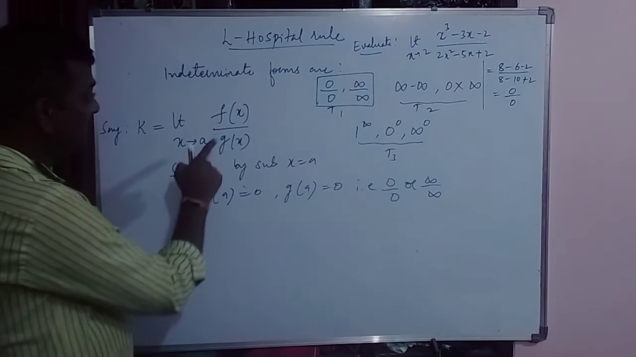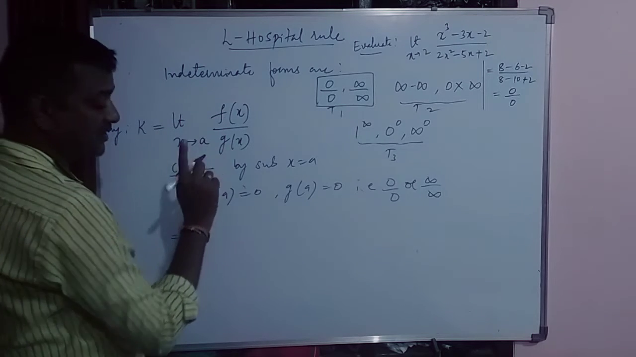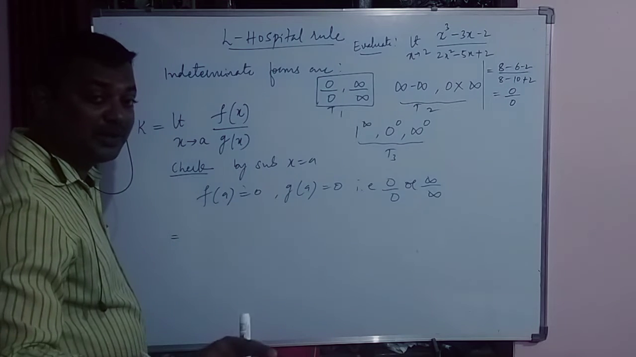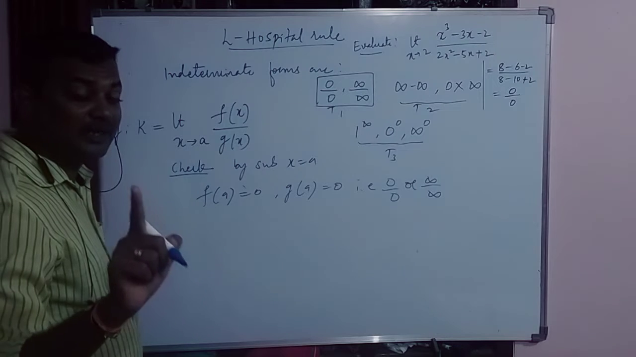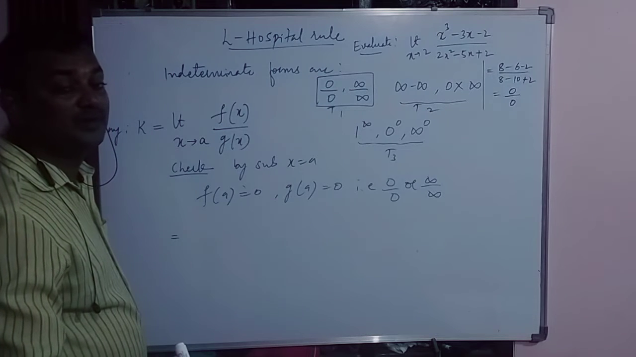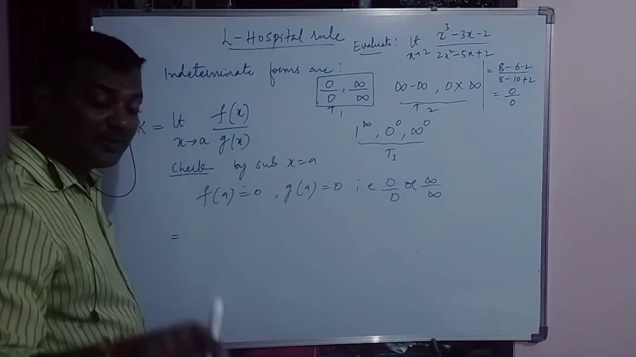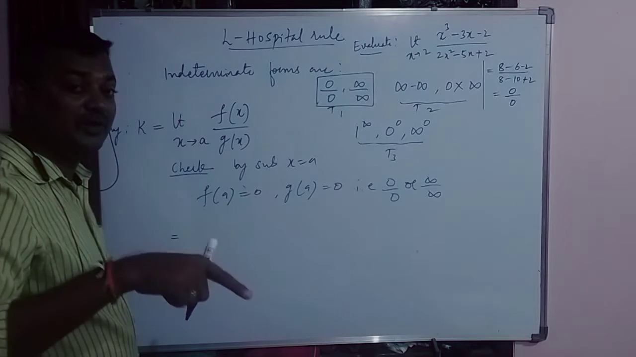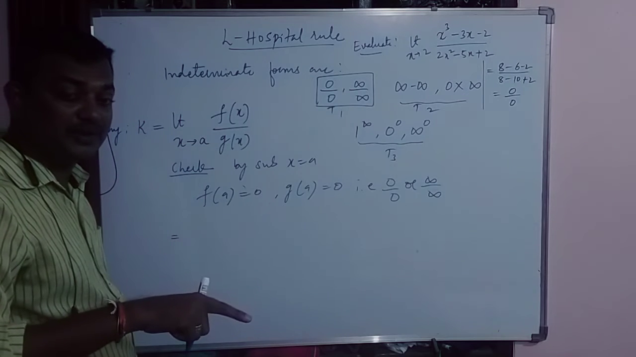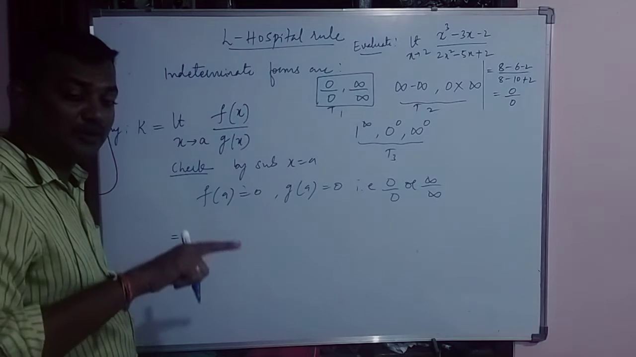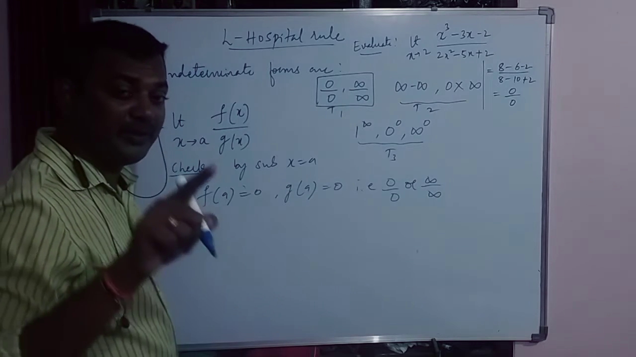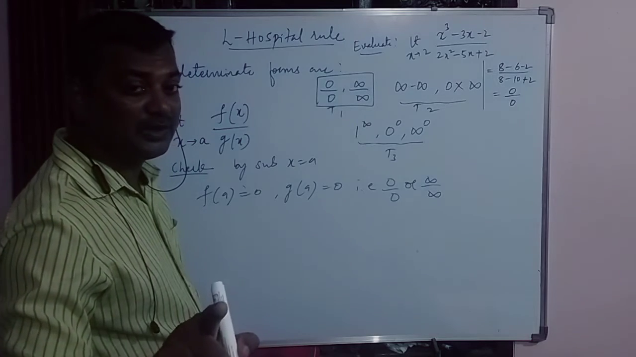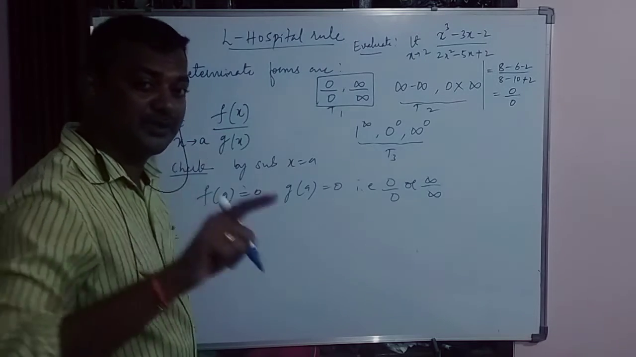Differentiate both numerator and denominator separately and substitute the limits. Remember that the denominator is not equal to 0. If the denominator is again equal to 0, once again we are going to repeat the procedure. What does the repeated procedure mean? We differentiate both numerator and denominator separately and substitute the limits till we get the denominator not equal to 0. Until then we are going to repeat the procedure.